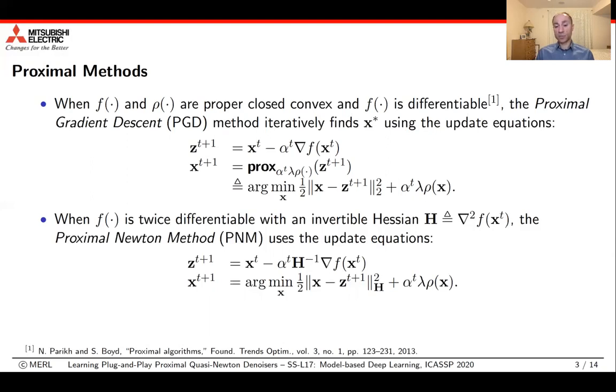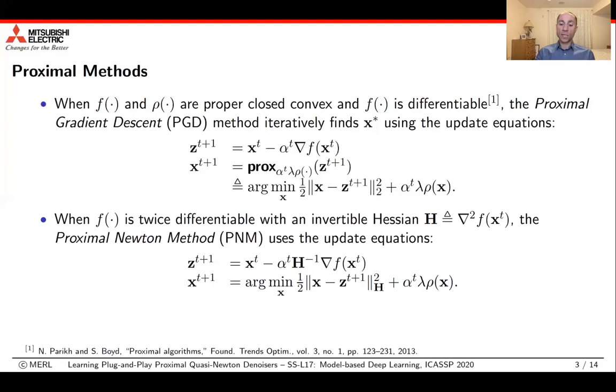One of the critical tasks, though, in using proximal Newton methods is that instead of having a proximal operator, which minimizes the Euclidean distance between x and z, in the case of proximal Newton methods, the distance between x and z is computed with respect to the matrix H, which makes it a little bit more challenging to compute these proximal mappings.